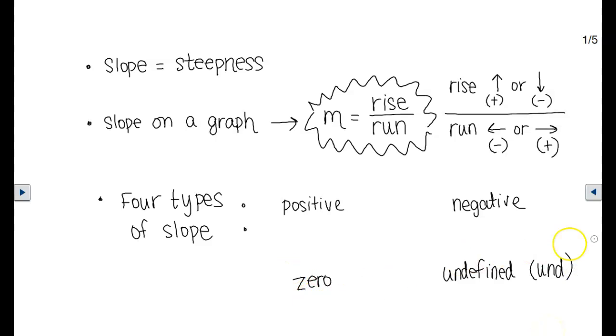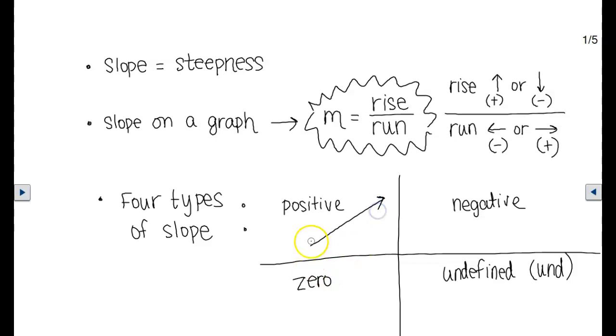Now, a line that has a positive slope goes up. A line that has a negative slope goes downhill. A line that has 0 slope is flat. It's horizontal. And a line that has undefined slope goes up and down. It is vertical. So remember how we recalled that? U, N, D, undefined. The line goes up and down.